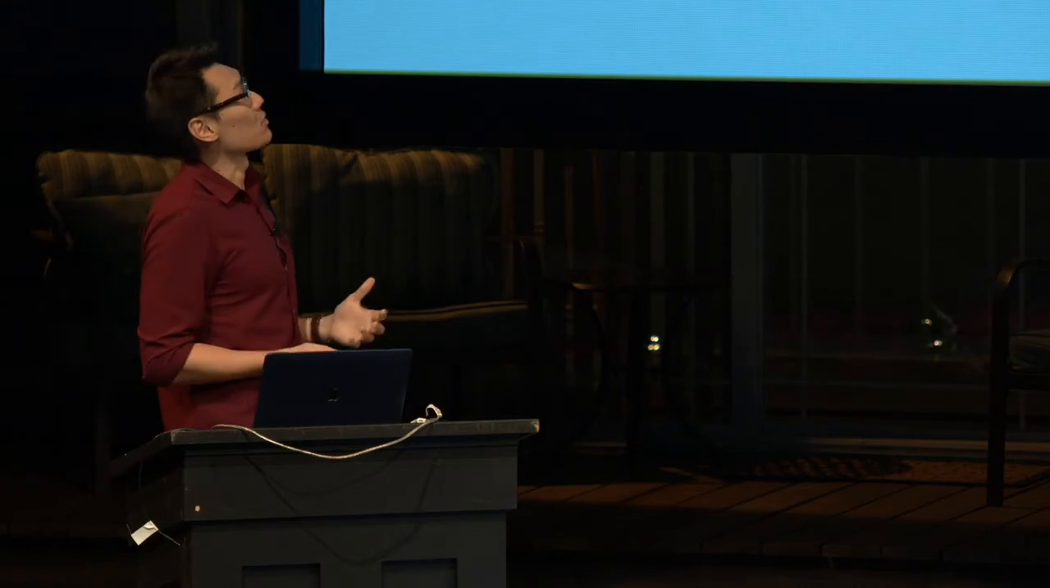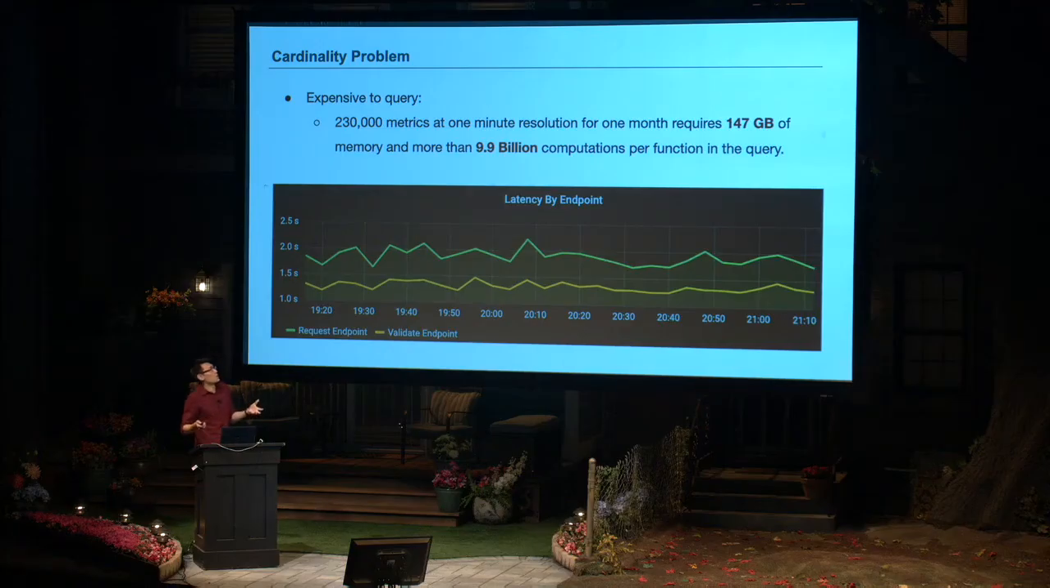If you want to look at the actual numbers, if we're trying to grab a month's worth of data at 1 minute resolution, to even hold all of those 230,000 series in memory, it's going to cost you about 147 gigs of memory, and then you have to perform your aggregation functions on top. So to do that, it's going to take about 10 billion computations. So it's actually extremely expensive to sort of return all of this data, which is why you generally get an error, and a lot of the vendors or your metric systems don't let you query that much data.